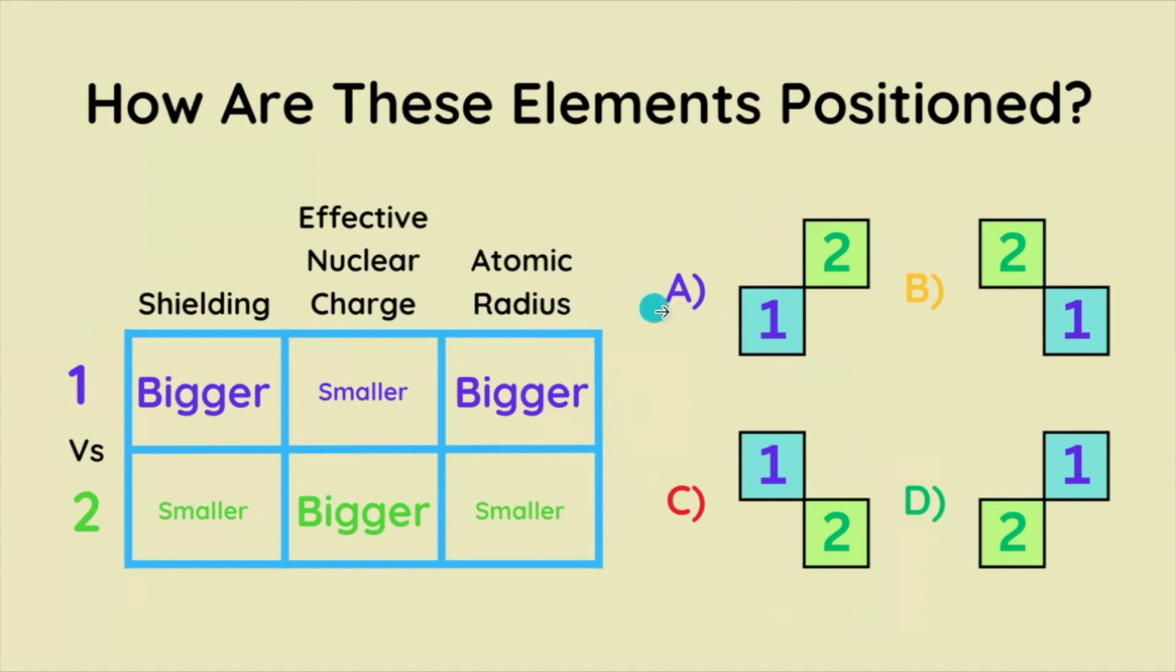How are elements 1 and 2 positioned in relation to each other on the periodic table, given that we have a table that compares them across a variety of different properties: shielding, ENC, and atomic radius? We'll start with shielding. So it says that the shielding in 1 is going to be bigger than shielding in 2. So how can we use that to start eliminating options?